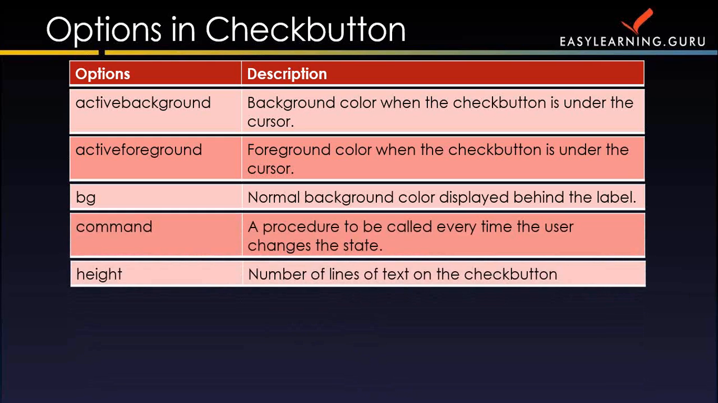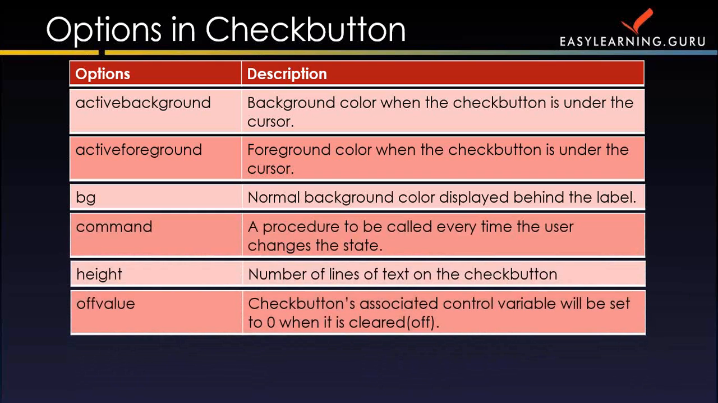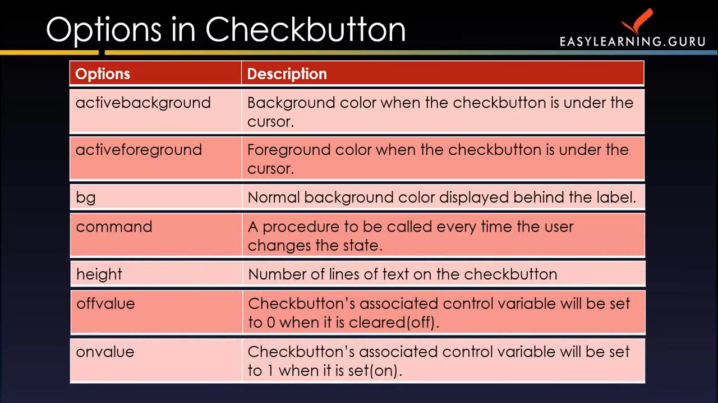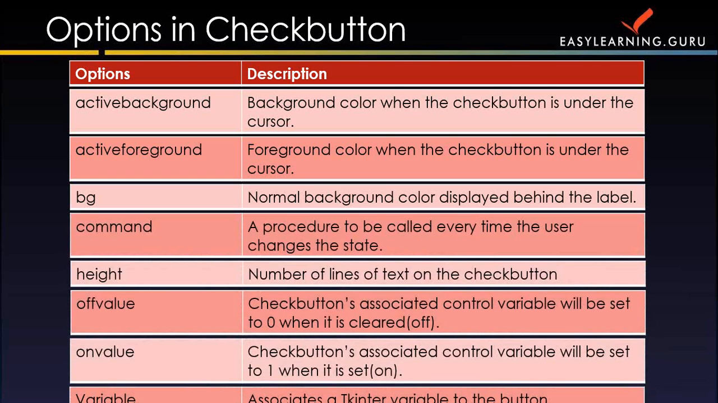Next we have height, the number of lines of text on your check button. Then we have off value: the check button's associated control variable will be set to 0 when it is cleared. Then we have on value: the check button's associated control variable will be set to 1 when it is set or on. Next is the variable. This associates a Tkinter variable to the button, that is, whenever you use the check button, you have to bring a variable declaration with it. So this was all about the options in check button.